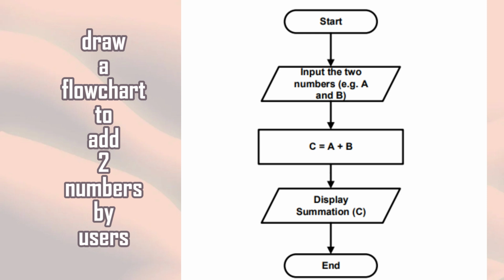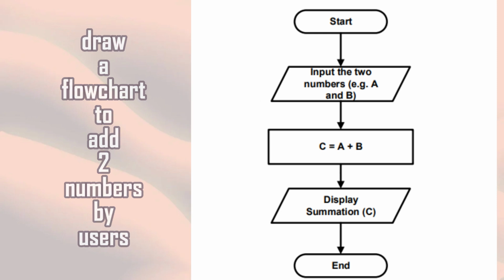So first is start, and the next, which is an input command, you have to add two variables like a and b. In the next processing box or computation box, you have to put another variable c, which will be equal to the sum, which is equal to a plus b, the formula. And in the next display box, the output will display summation c, which is equal to a plus b, and that's how the program will work for adding two numbers of the user's choice.